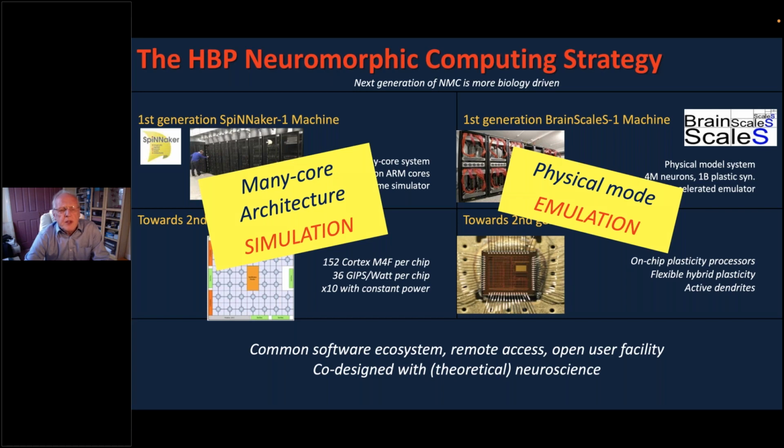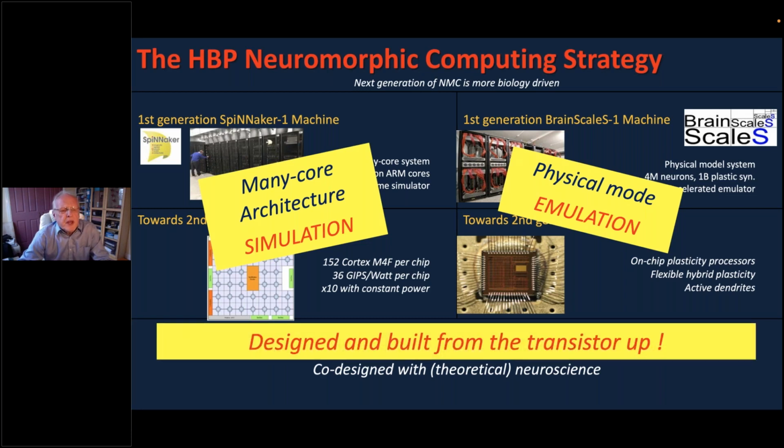And for both of those machines, the HBP has also supported the design of second generation machines. And I'll talk a little bit about the second generation SpiNNaker machine shortly. Both of these platforms have in common the fact that they were designed and built by their respective teams from the transistor up. Now, of course, there are many other neuromorphic computing systems around the world, and there are some others at large scale.